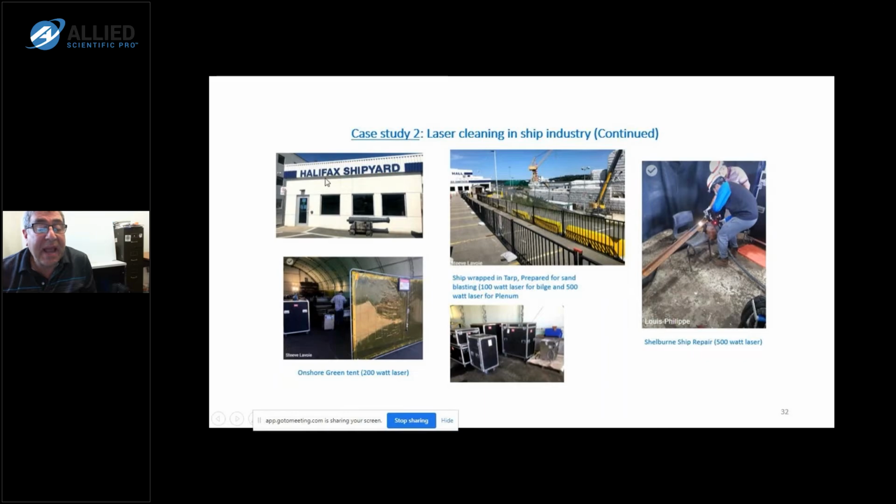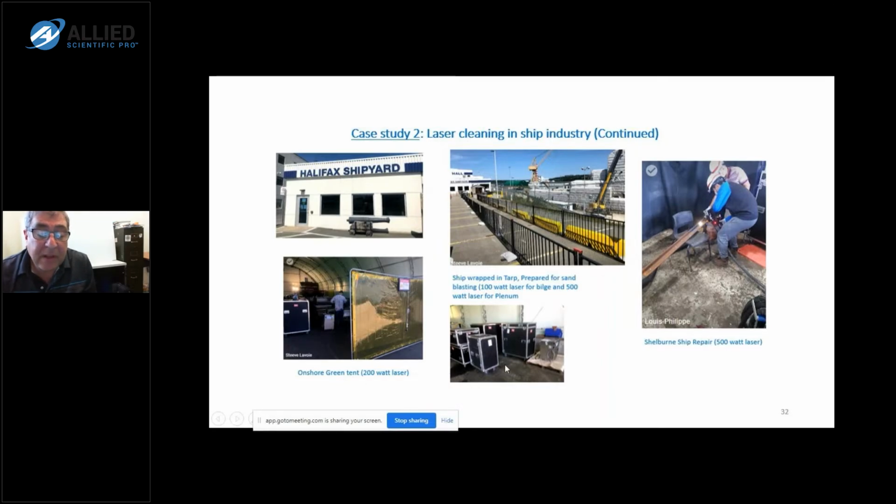So you can see this is the Halifax shipyard, and this is the ship that is supposed to be cleaned. It is the HMCS Ville de Quebec, and it is all wrapped up in tarps because they were going to clean it with sandblast, and they didn't want it to pollute the environment. And they had an onshore green tent.